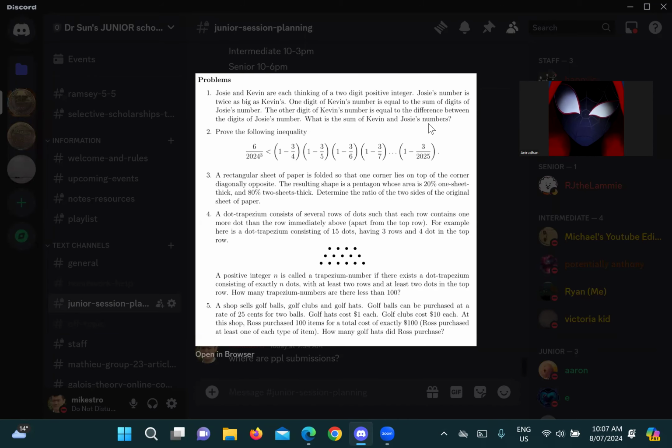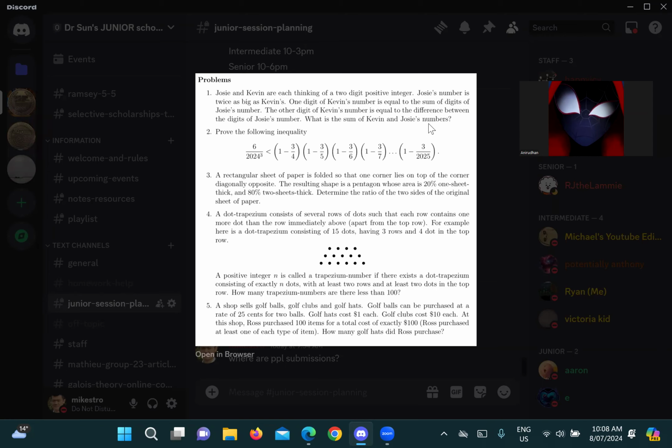Yeah, so to make it interesting, I never looked at this problem before now. So we have a similar starting point for the problem, okay? A rectangular sheet of paper is folded so that one corner lies on top of the corner diagonally opposite.